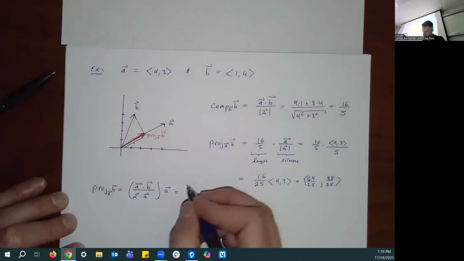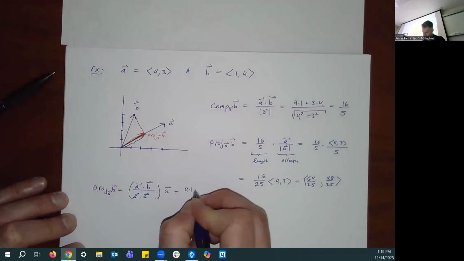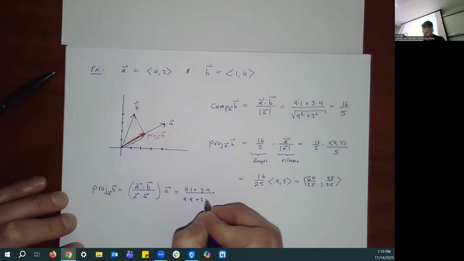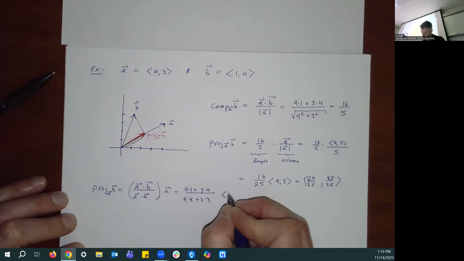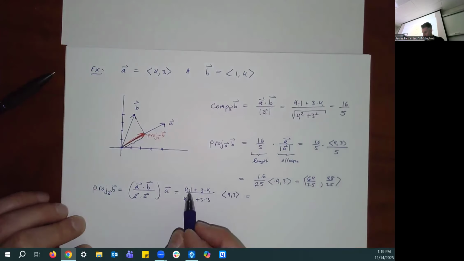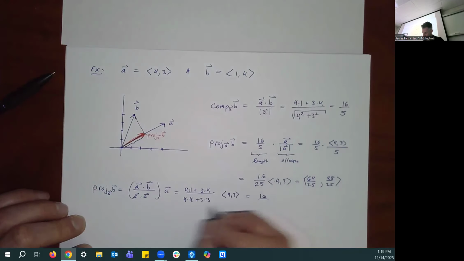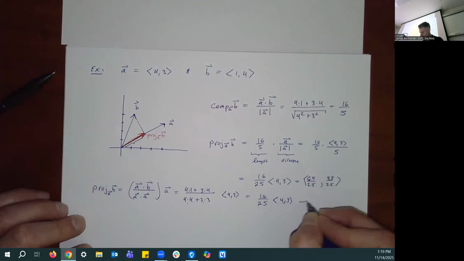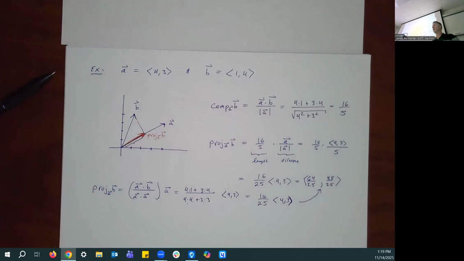And doing it that way, we should get the same result, but let's just see what it looks like. So A dot B is going to be 4 times 1 plus 3 times 4. A dot A is 4 times 4 plus 3 times 3. And then the vector A is the vector 4, 3. If we look at this, we get exactly the same thing we had before. 4 plus 12 is 16. 16 plus 9 is 25. We get 16 over 25 times the same vector. So it is the same result, but kind of a different way of thinking about how you calculate it. Either way is totally fine.